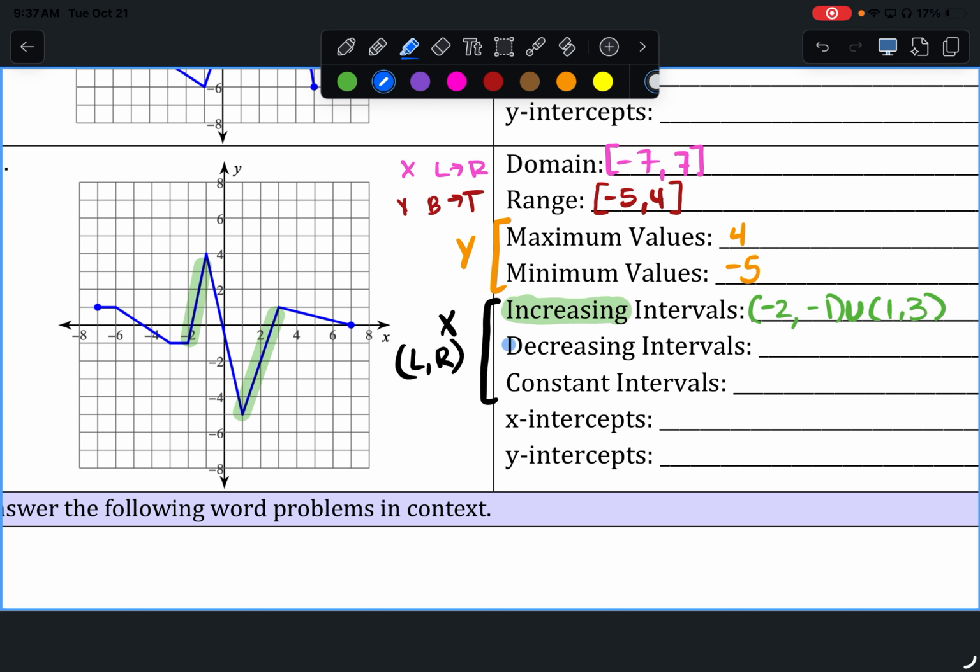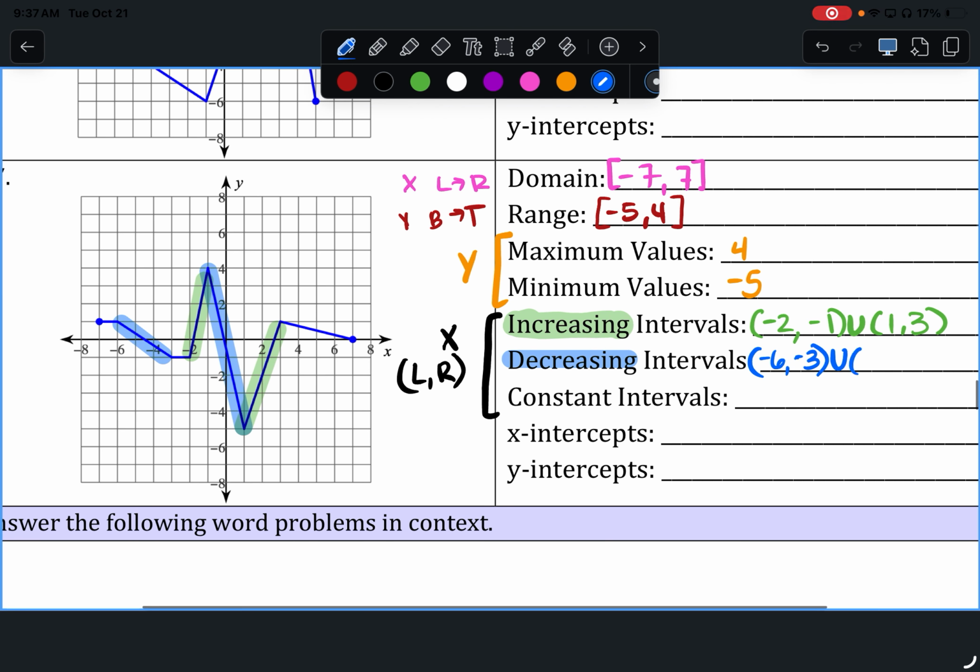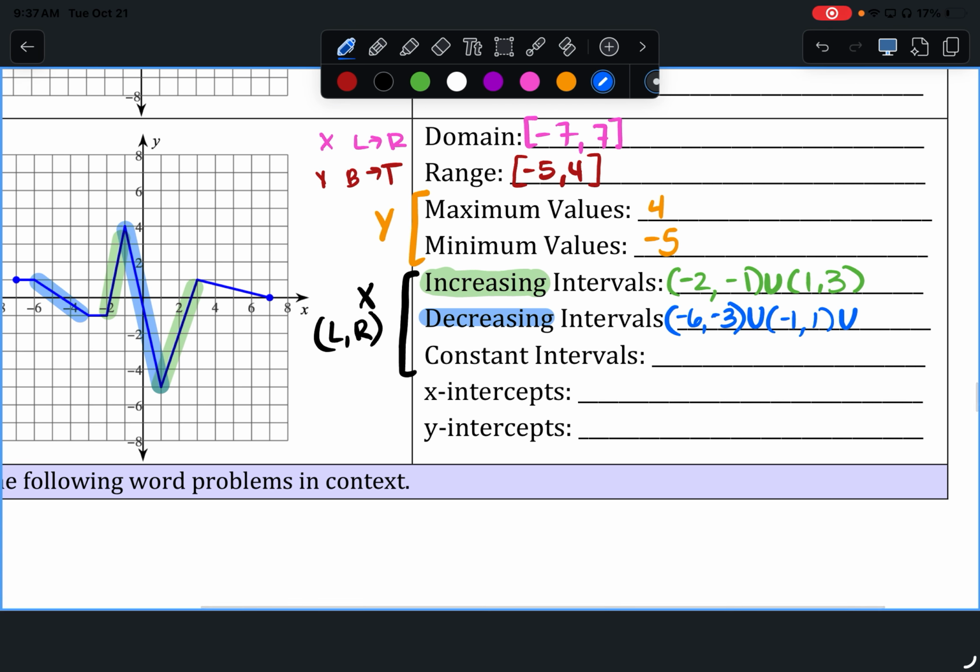Okay, then we're going to look at decreasing intervals. Where do we decrease? Yep, -6 to what? Not quite to -2, it's at negative. Yep. Then where's the next one at? We use x, so -1 to 1. And then we have one more from 3 to 7.